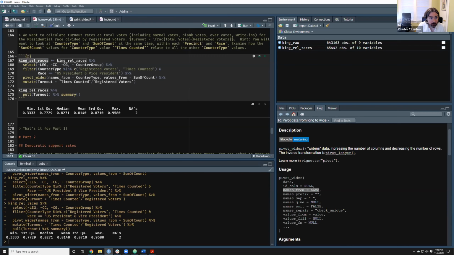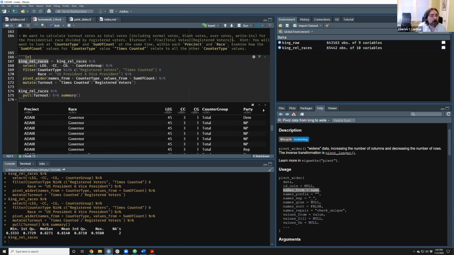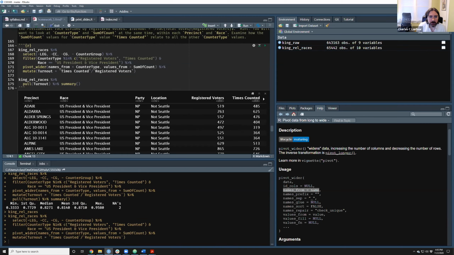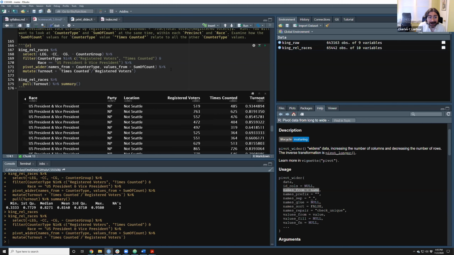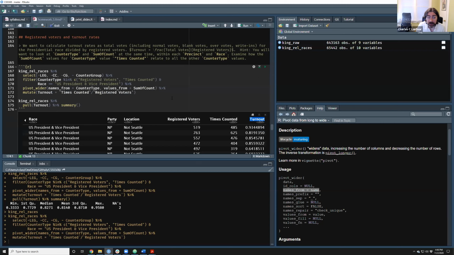Okay, so I don't want to rewrite that, but what I want to do is, this one right here has precinct, race, party, location, registered voters, times counted. The things I'm actually interested in here, right? I need to keep the number of registered voters and I need to keep the turnout. So this is what I want to bring back to my original data: registered voters and turnout rates.